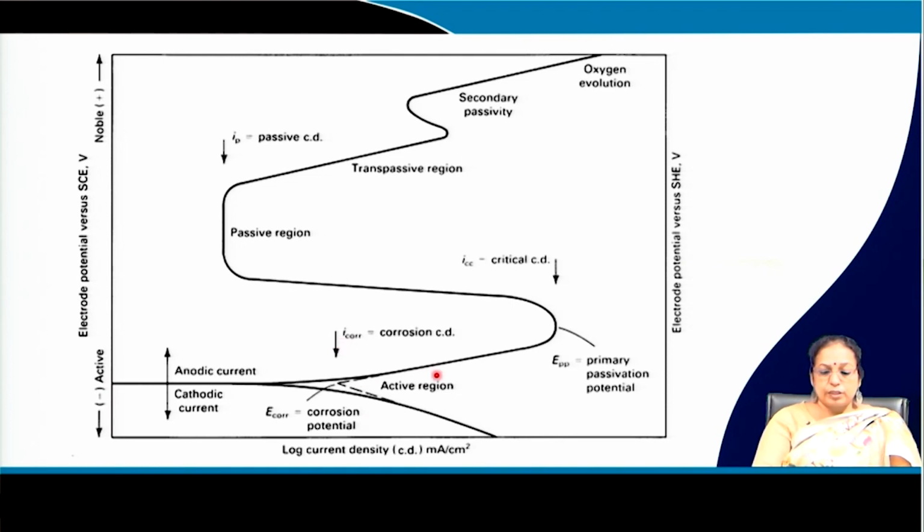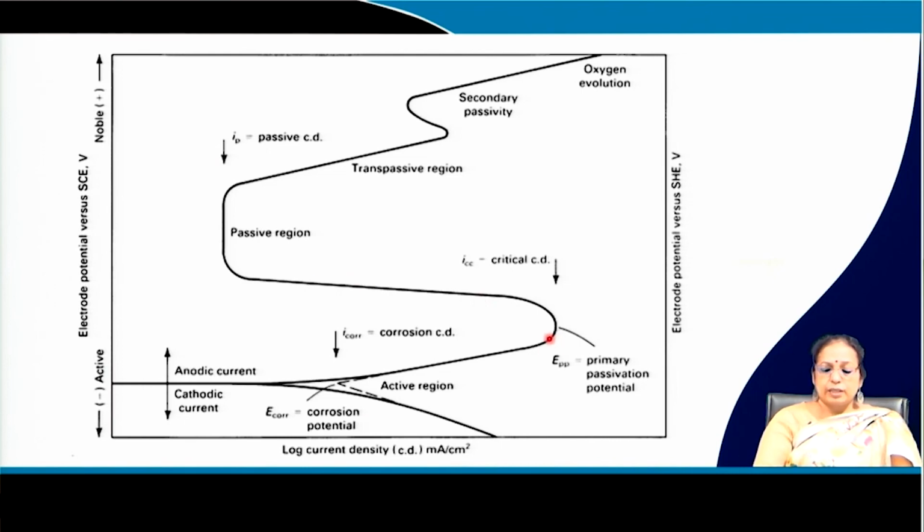So, if the solution contains any chloride species, such as sodium chloride, you will find that the typical passive region is missing, because if you take 304 stainless steel and the environment contains chloride, in this particular solution the passive film gets damaged. So, you will not get any protective behavior.